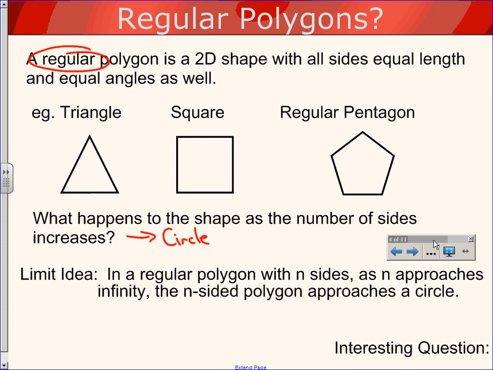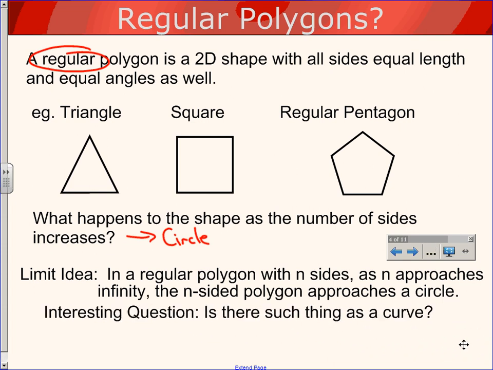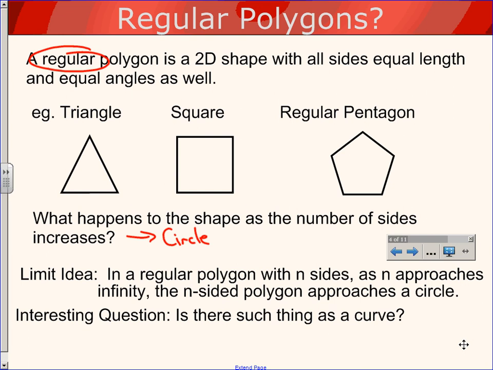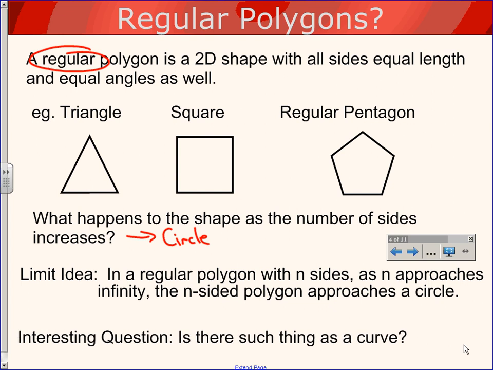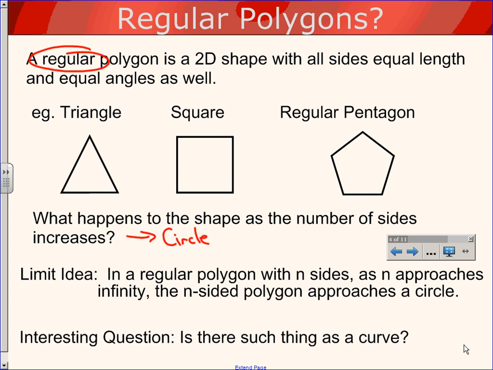And in some cases, honestly, we're going to be using the same symbol. We'll sometimes use equals, even though in fact, we're not equaling something. We're just getting closer and closer and closer. This is a fun one to think about, and I'm not going to dwell on it right now because I want to move on, but just this idea of, is there actually such thing as a curve then?